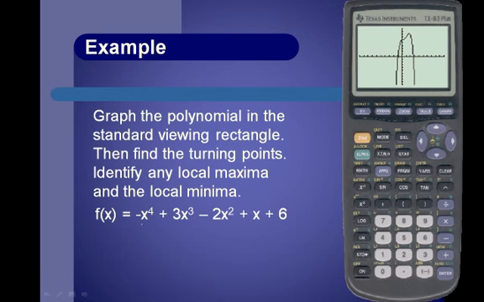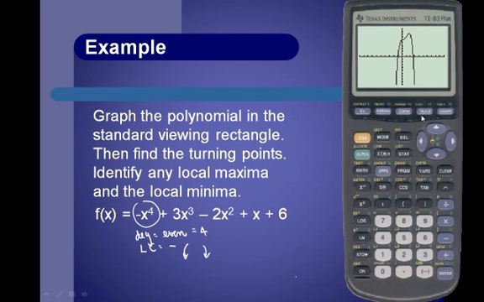Well, highest power is 4, which means the degree is even, which means either both are up or both are down. Because the leading coefficient is negative, because it's a negative x to the fourth, that tells us that they are both going down. We can have at most 3 turning points, and it can graph the x-axis in at most 4 places. Okay, so now we've got to find the turning points.